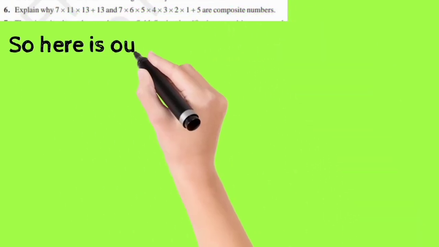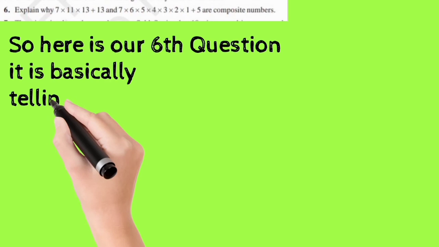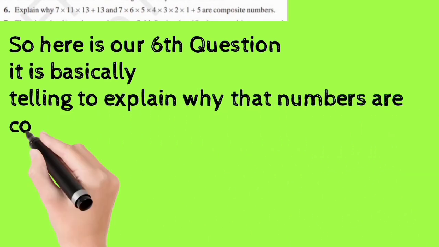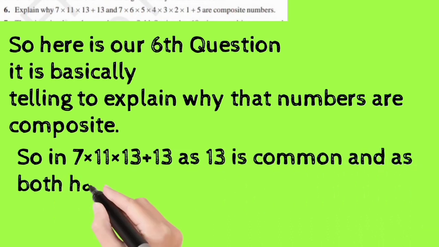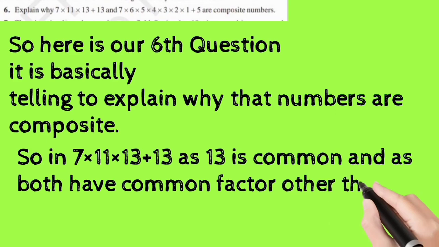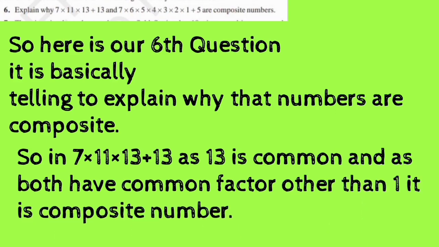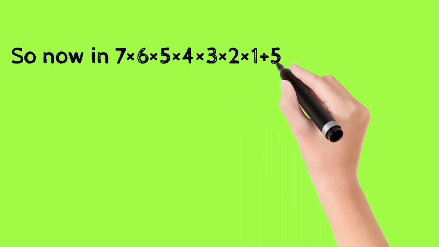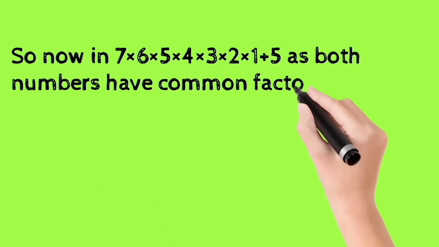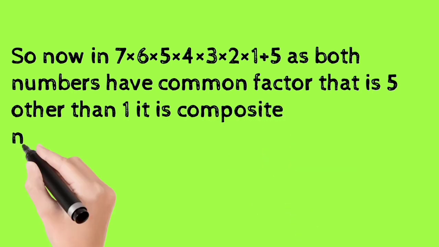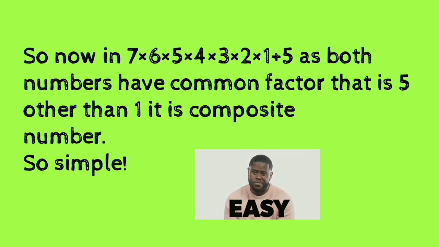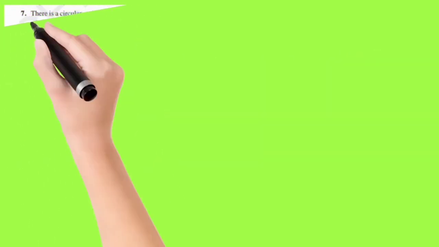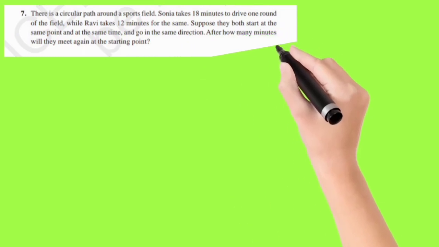So let's start our next question, which is 6. Here it is telling us to explain why these numbers are composite. In 7 into 11 into 13 plus 13, as 13 is common and both terms have a common factor other than 1, it is a composite number. So simple. Now in 7 multiplied by 6 into 5 into 4 into 3 into 2 into 1 plus 5, as both terms have a common factor, that is 5, other than 1, it is composite. So simple.